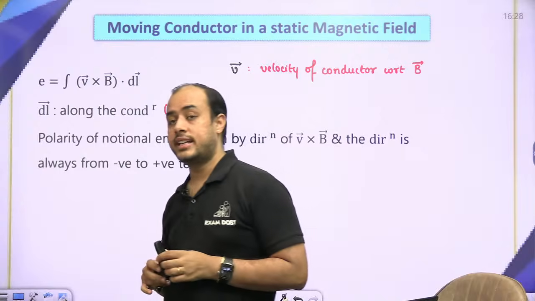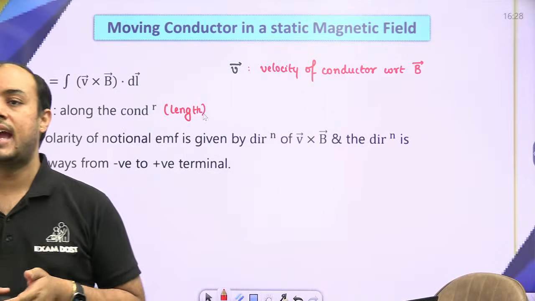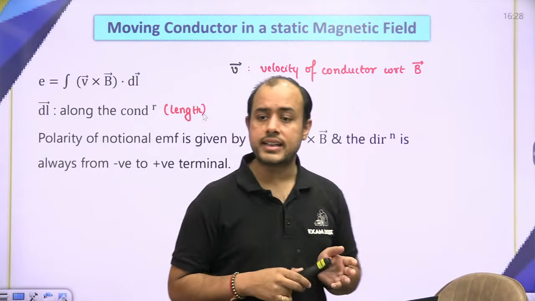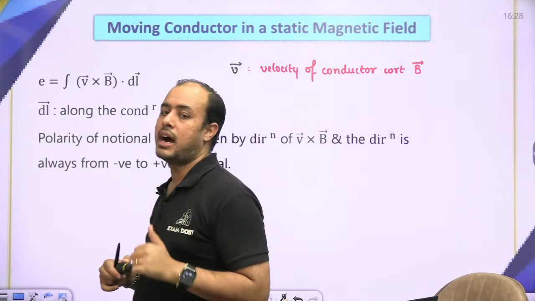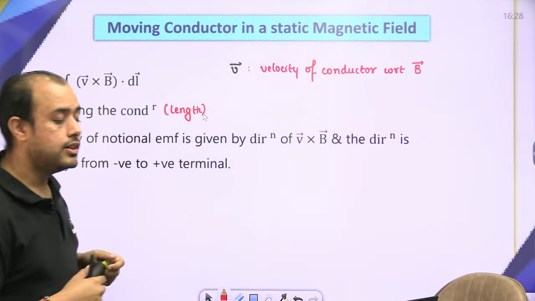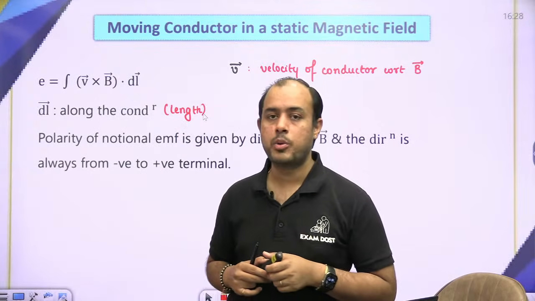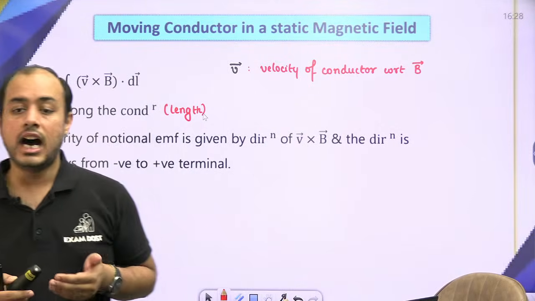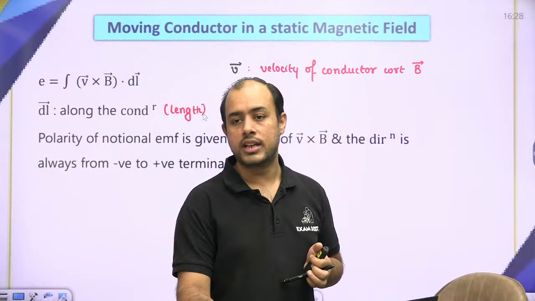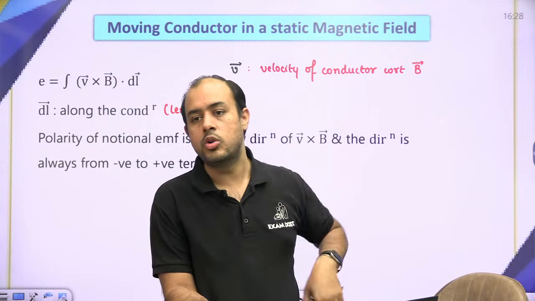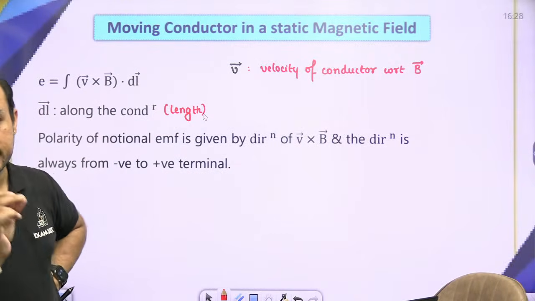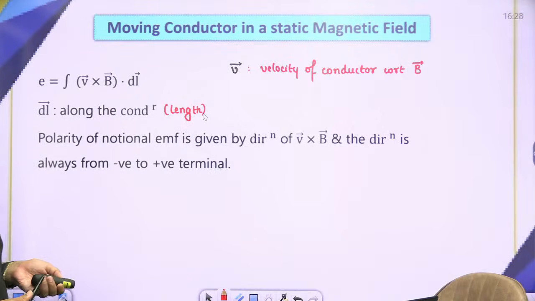Now to find the polarity of EMF, take cross product of V and B, velocity and flux density. Whatever is the direction of cross product, show it by an arrow. That arrow will be from negative terminal to positive terminal. So you can identify the negative and positive terminals on the conductor. आप क्या करिए, V क्रॉस B करिए. V क्रॉस B का जो भी डायरेक्शन आएगा वो डायरेक्शन एक एरो से दिखाइए, और वो एरो माइनस से प्लस वाले टर्मिनल की तरफ जाएगा, तो आपको कंडक्टर पे माइनस से प्लस टर्मिनल नजर आ जाएंगे. ठीक है.